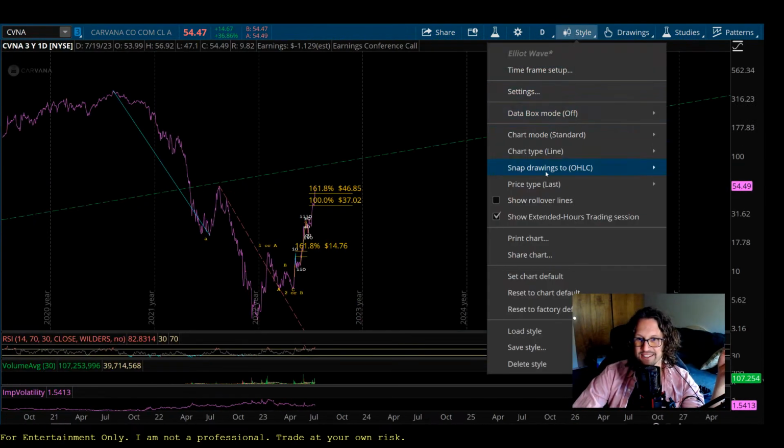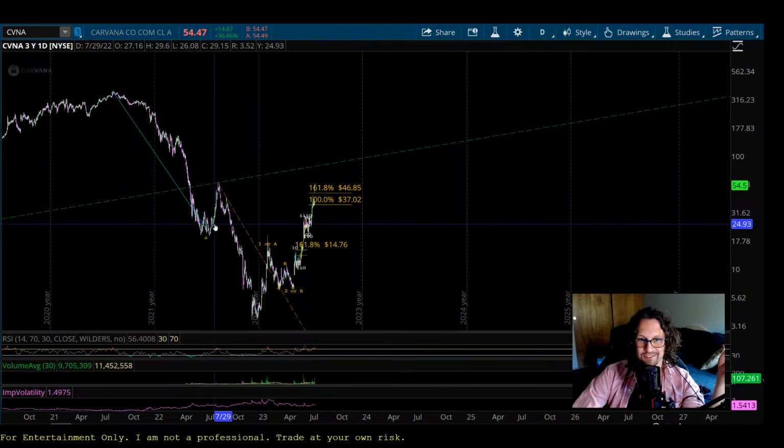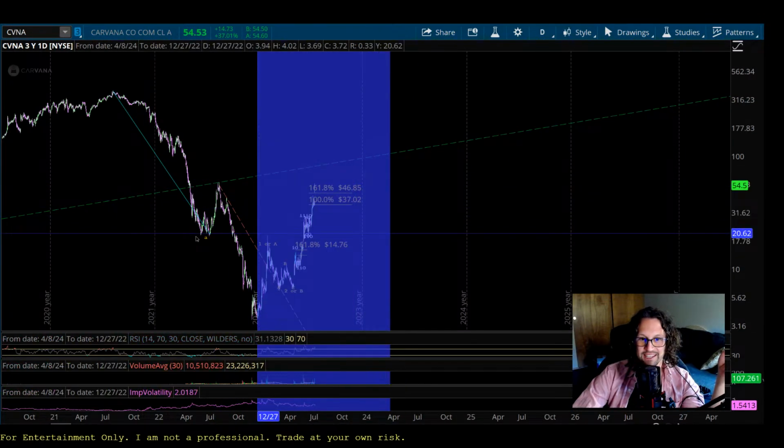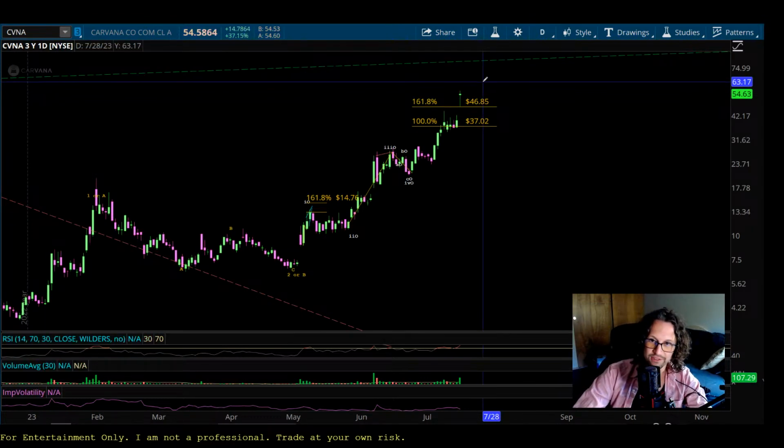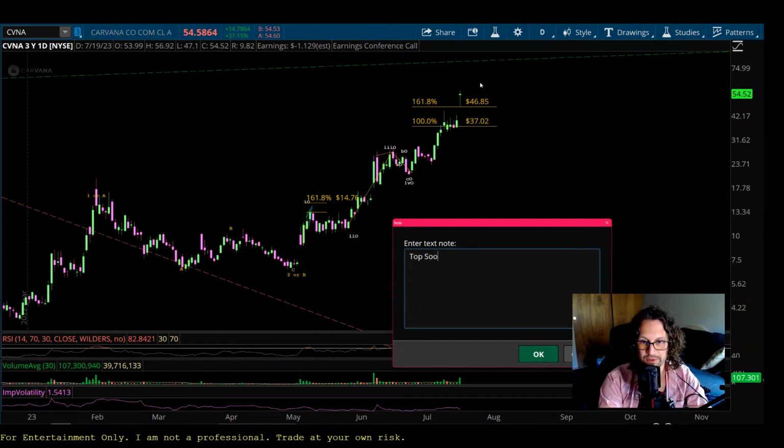I want to see the candles. Show me the green. Show me the green. Oh, on a gap. Oh my goodness. Yeah. Okay. Top soon. Okay. I'm going to put a note here. Top soon, but not forever. No, just top soon. Really, what I want to say is correction soon.